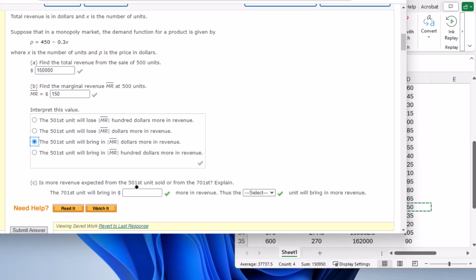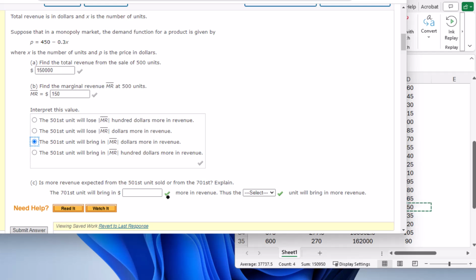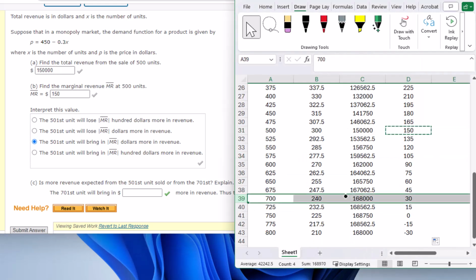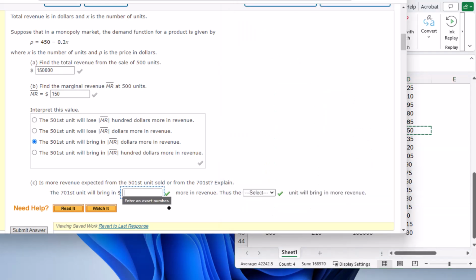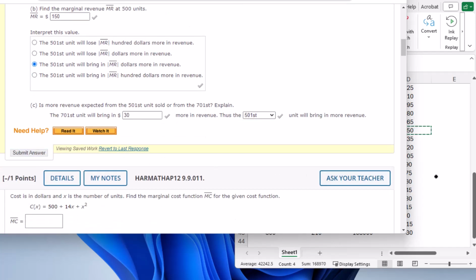Is more revenue expected from the 501st or the 701st? The 701st unit, that would be the marginal at 700 because it's predicting one into the future. 700 is here, marginal is 30. $30, thus the 501st will bring in more revenue. The marginal is bigger, which is true.